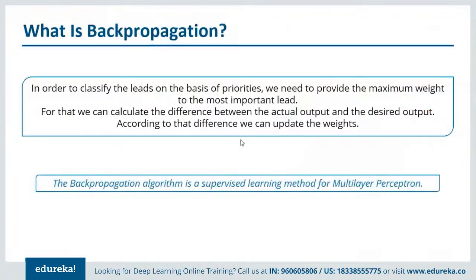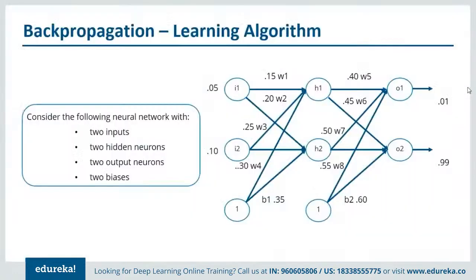Now let us understand what exactly this algorithm is. Let us understand this with an example that is there in front of your screen. These two are our input neurons, these two are our hidden neurons, and these two are our output neurons. Our aim is to get 0.01 and 0.99 as our output, and we have inputs as 0.05 and 0.10. Initially, we take the weights as we can see here.